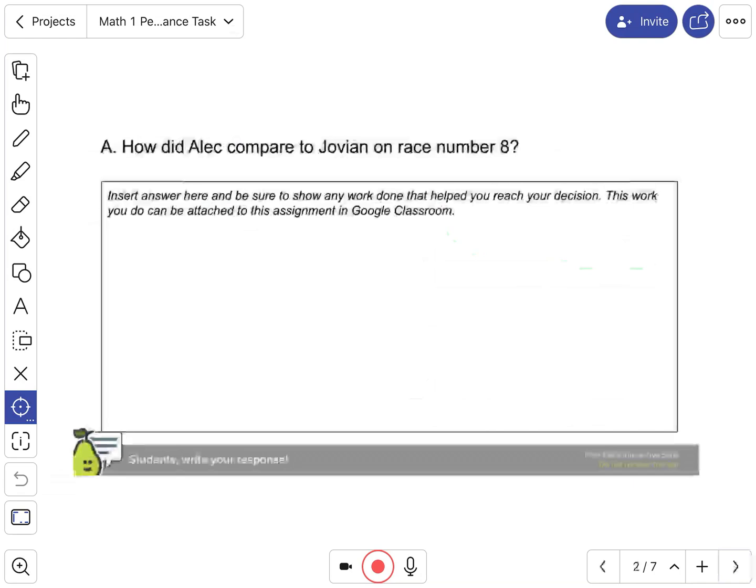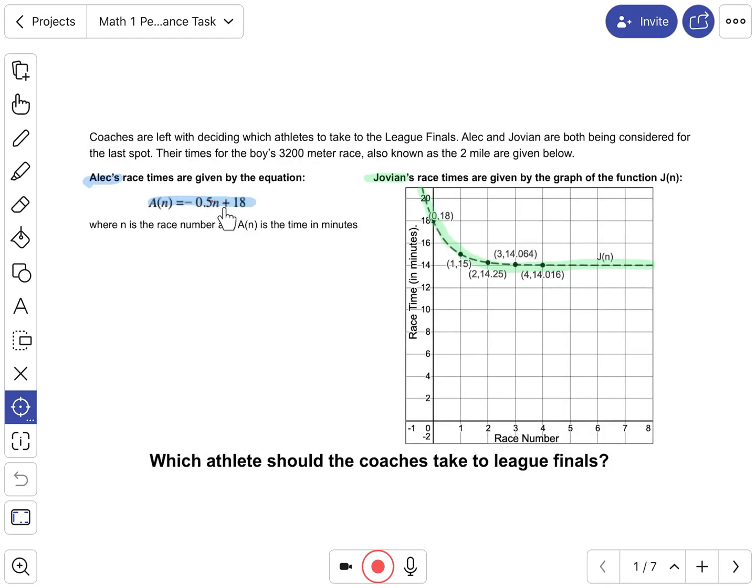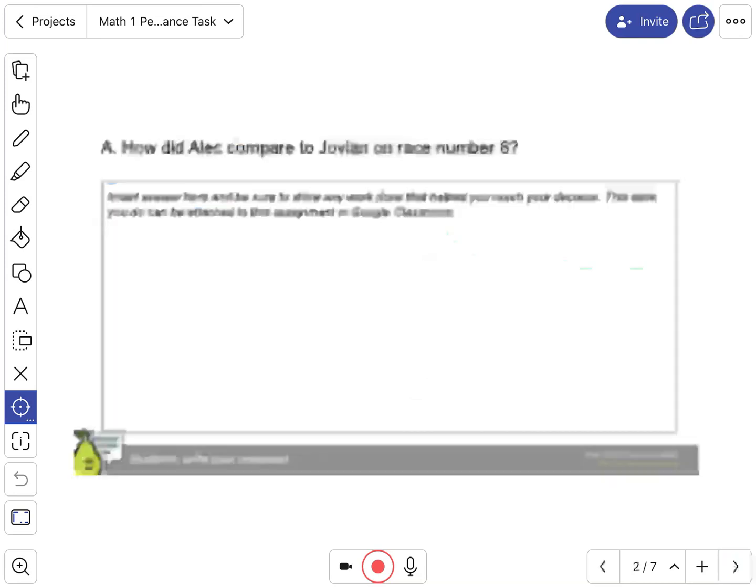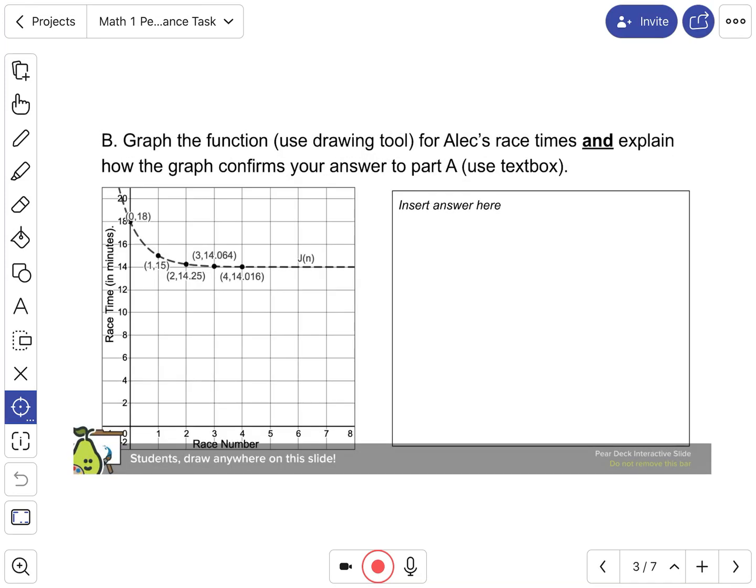Okay, so this is going to be by hand. You're going to have to do this by hand. So this is what you're going to basically write on a piece of paper, and be able to attach this picture of this work to this assignment in Google Classroom. So here you're going to graph the race time for Alec.